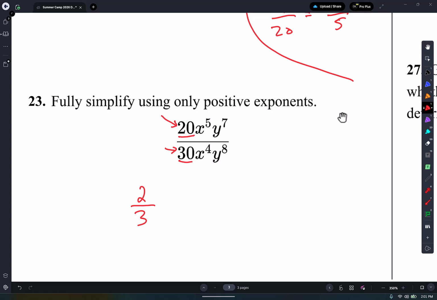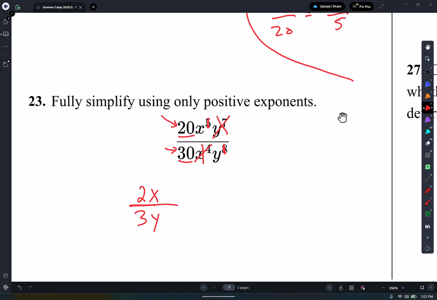All right. I have x to the 5th over x to the 4th. How many can I cancel? 4 of them, and I'm going to have how many left? So 1x. So there's my 1x. Y to the 7th in the numerator, y to the 8th in the denominator. How many can I cancel? All 7 of those. So I'm going to have 1 left, but that 1 is in the denominator. So put it in the bottom.